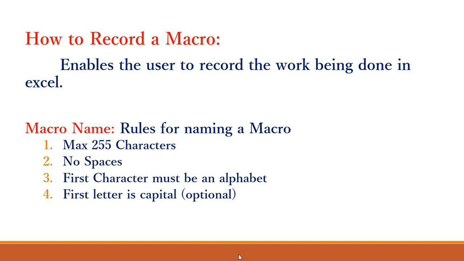But there are a few rules for a macro name. First, it should be a maximum of 255 characters. It should be a single word without any spaces, and the first character must be an alphabet, without any numeric or special symbols, and the first letter capital. That's not compulsory, it's just recommended, so that is optional.